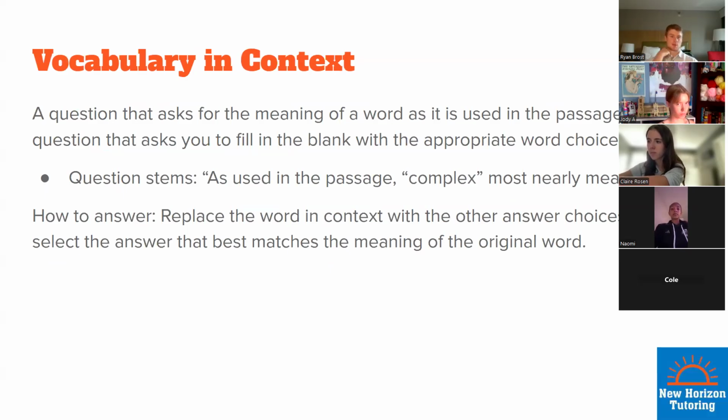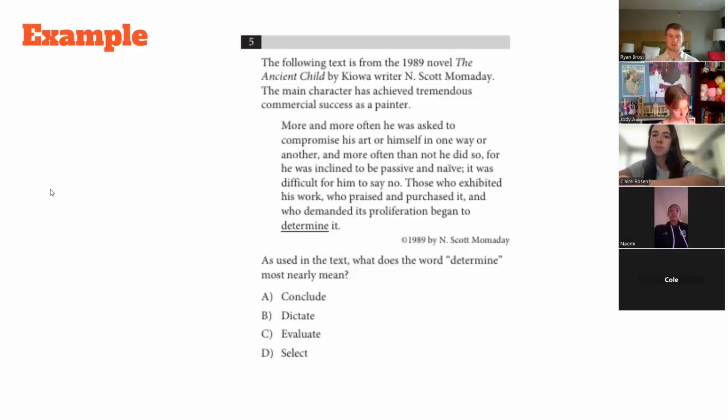Okay, so vocab in context is kind of what we did, but it's a little different than the misused vocabulary questions. So it's asking about the meaning of the word as it is used in the passage. So it's used in the passage, complex most nearly means. Usually what I do to answer these questions is I replace the word in context with the other answer choices and select the one that best matches the meaning of the original word. So that's pretty straightforward, but we can look at this example to do that.